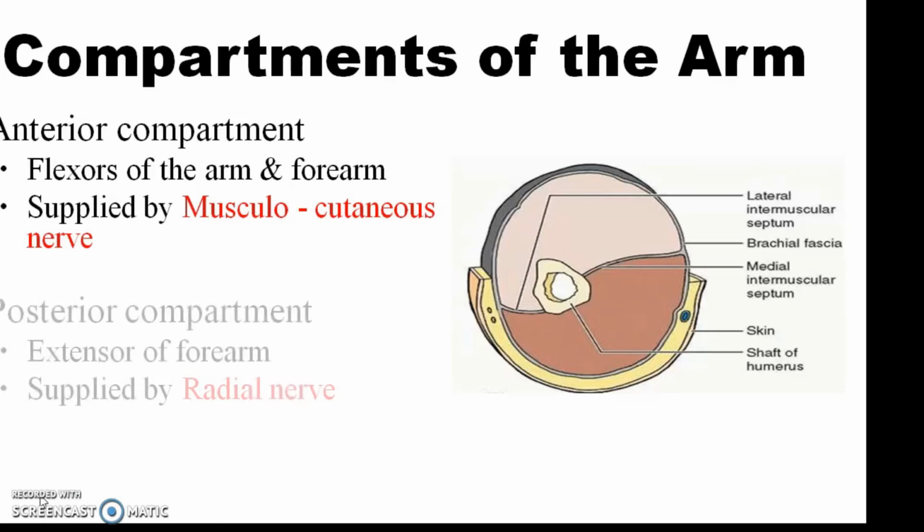Now talking about the posterior compartment, here we will call that the extensor compartment, because we will be having extensors for the forearm region. The muscles present in the extensor compartment are supplied by the radial nerve. This thing you have to remember: anterior compartment nerve supply is by the musculocutaneous nerve, and posterior compartment it is by the radial nerve.